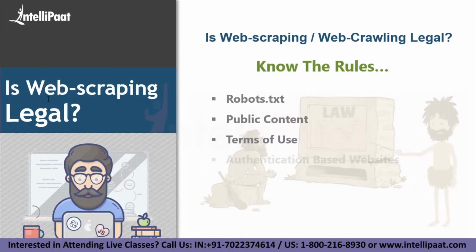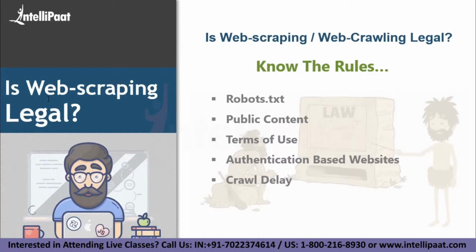Next is authentication based websites. Some sites need authentication before you can access their content, and mostly they would discourage crawling because they only want real human beings to get logged in. Next is crawl delay. Robots.txt also lists the delay to be maintained between consecutive crawls to ensure you're not hitting their servers too hard. If you overload them with requests, chances are that your IPs will be blocked.